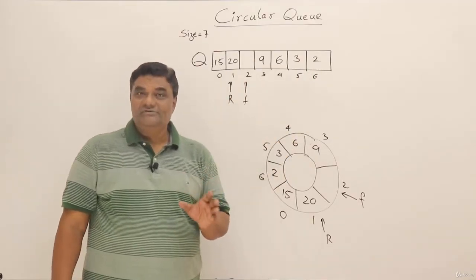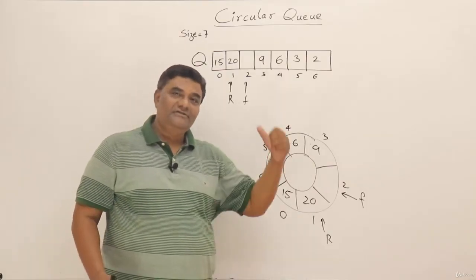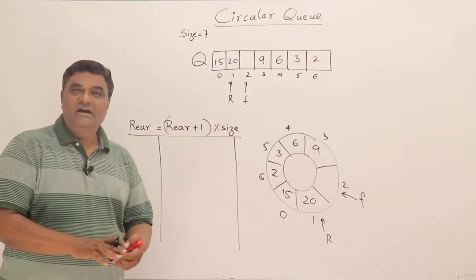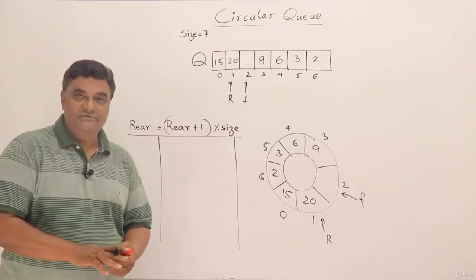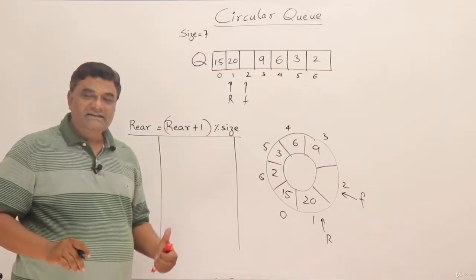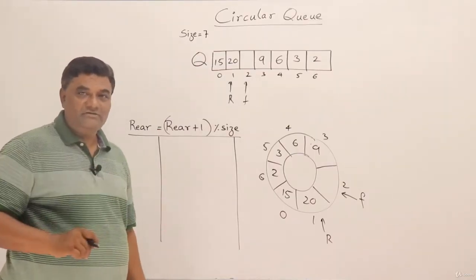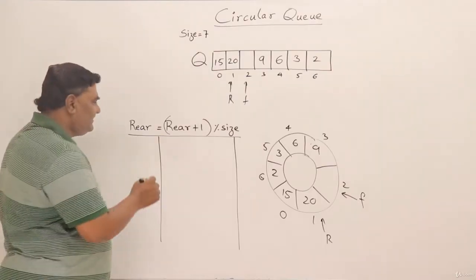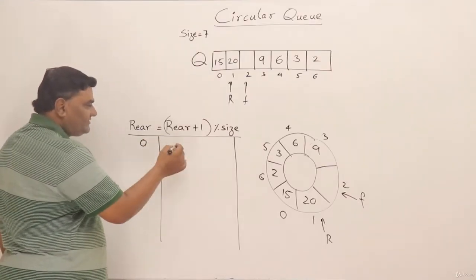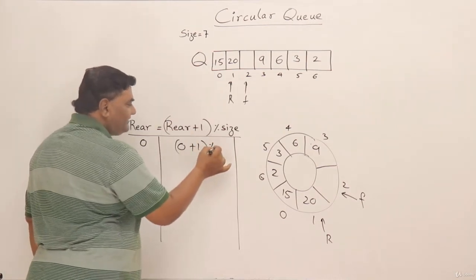This can be obtained using mod operation. So how we can take the help of mod operation? Let us see how mod operation can be used for obtaining circular values. I'll explain it with the help of just rear pointer. Same thing applies on front pointer also. So let us start. Initially rear is 0. So what it gives? 0 plus 1 mod size. Size is 7 as per our example.